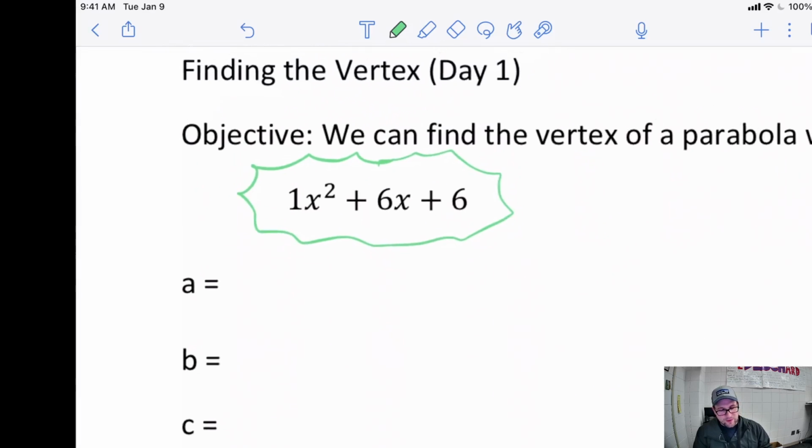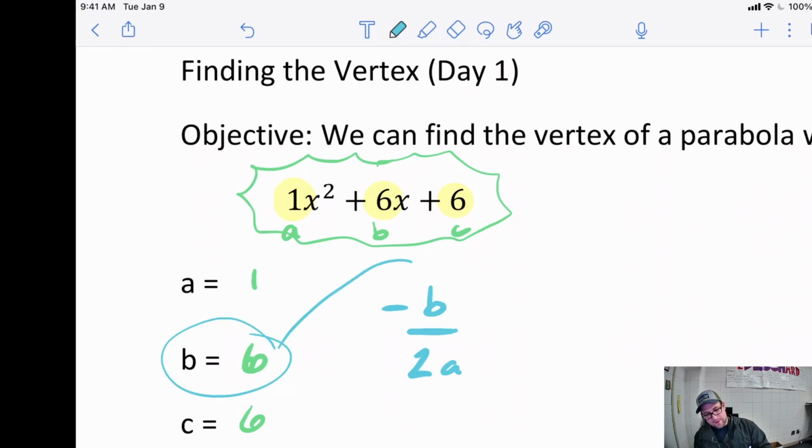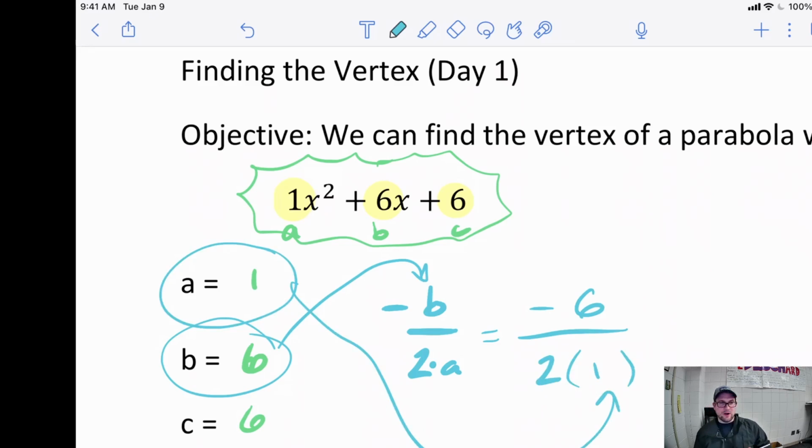So remember, first thing we want to do is list out A, B, and C. So in this situation, A is 1, B is 6, and C is 6. Remember, A, B, C, in that order. Now, once you have A, B, and C, we're going to use that vertex formula. That vertex formula, again, is negative b divided by 2a. So if our b value is 6, I'm going to put a 6 right there. So I'm going to have negative 6 over 2 times a, so let's use parentheses down here. A is 1. Now, if you notice, that formula doesn't have a c in it, so you don't need to plug c in.